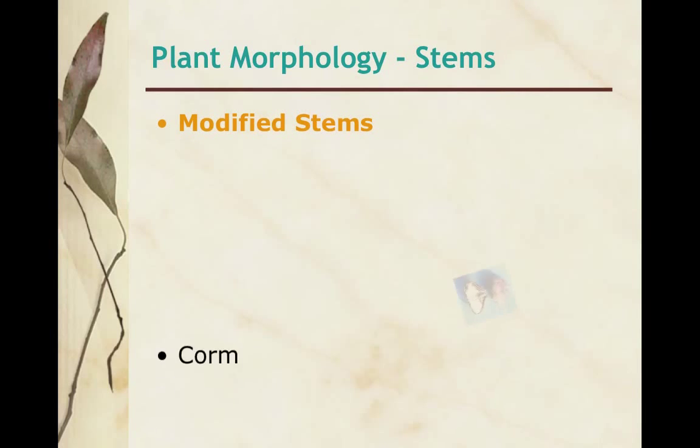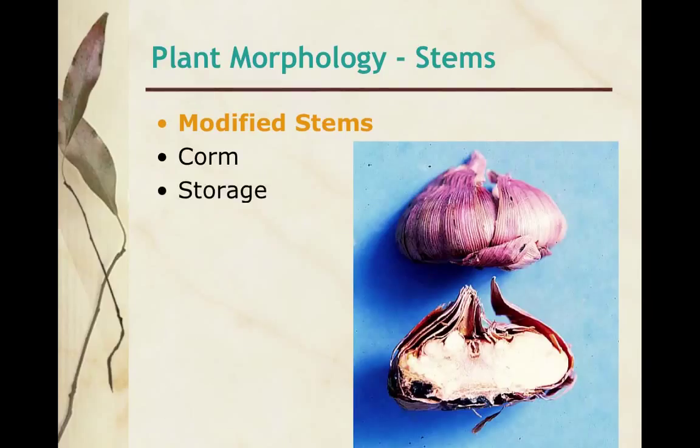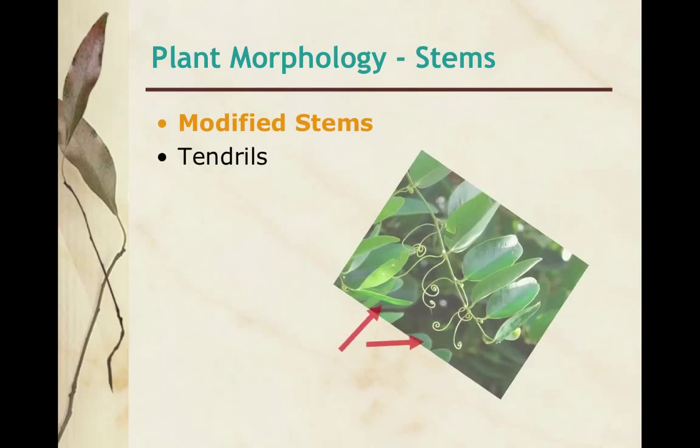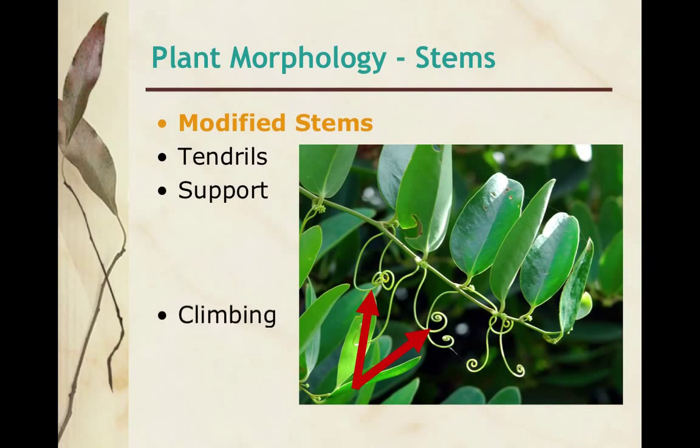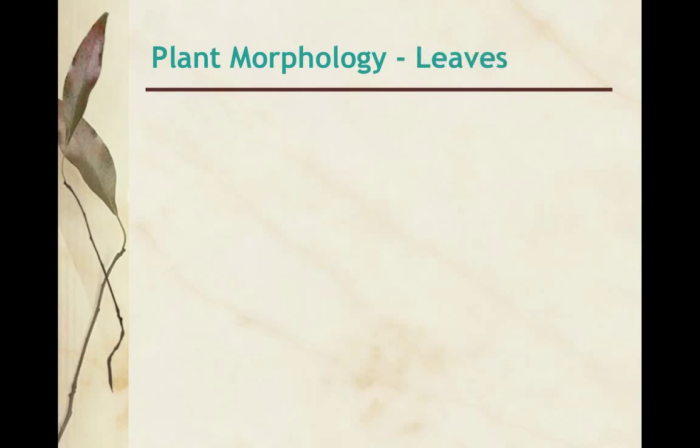They can modify them into things like what's called a corm, which is for storage. An onion is a modified stem. They can modify them into tendrils that are used for climbing and support, this is a vine.